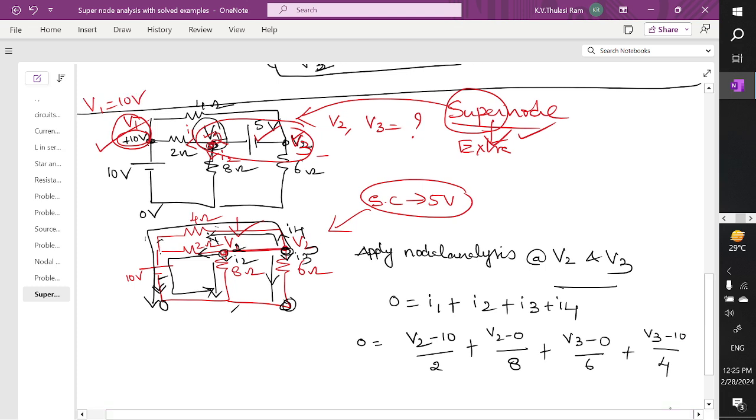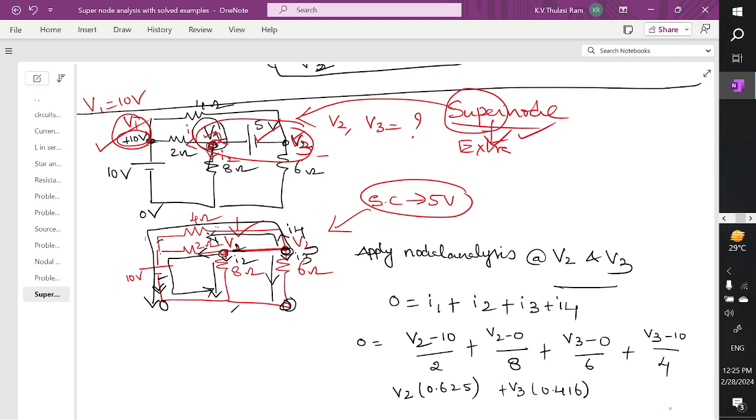Okay, so separate the V2 terms and V3 terms. Then you are going to get V2 of 0.625 plus V3 of 0.416 is equal to 12.5. So just separate the V2 terms and V3 terms.